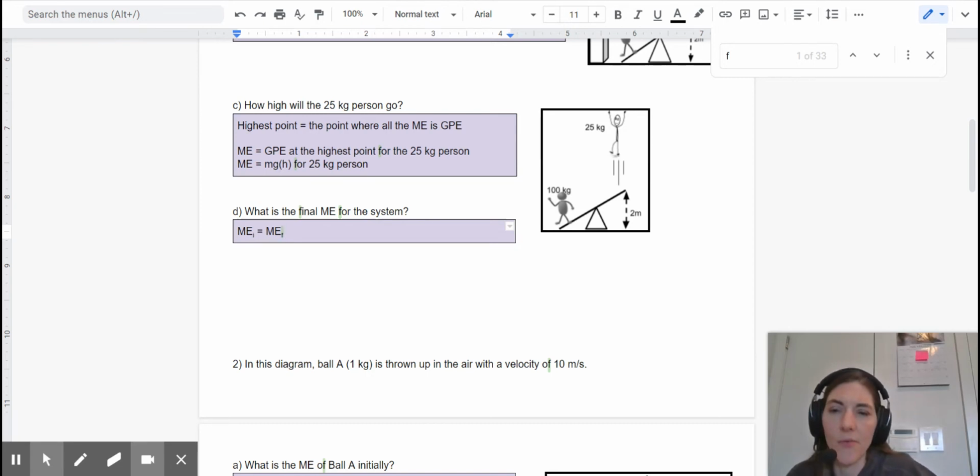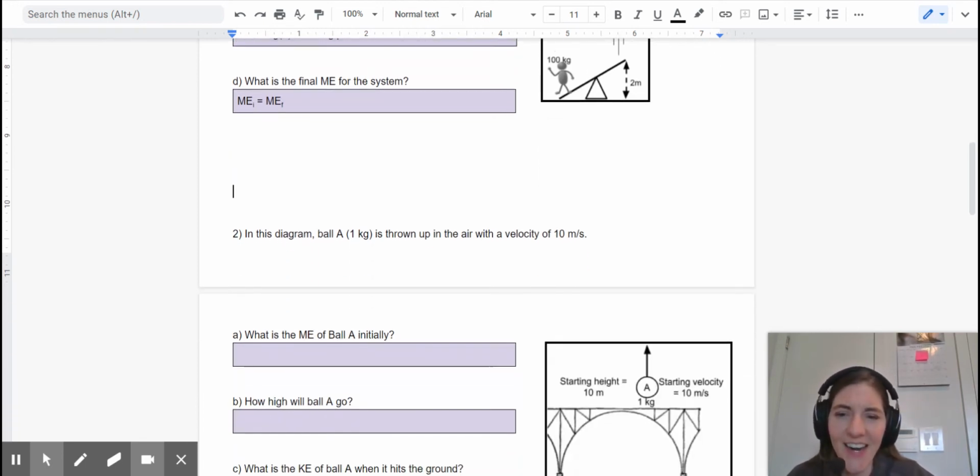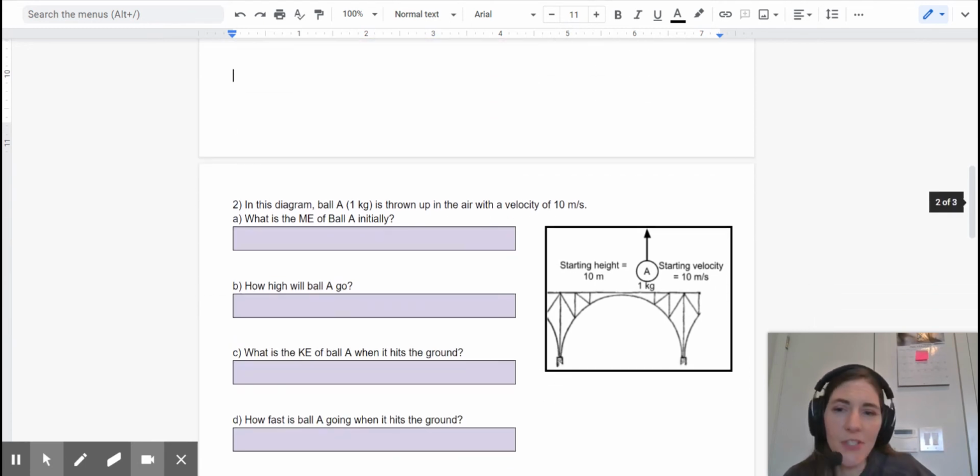So if you already know your mechanical energy initial, you'll know your mechanical energy final. It doesn't change. You don't even have to do a calculation. All right, so let's go on down to number 2.